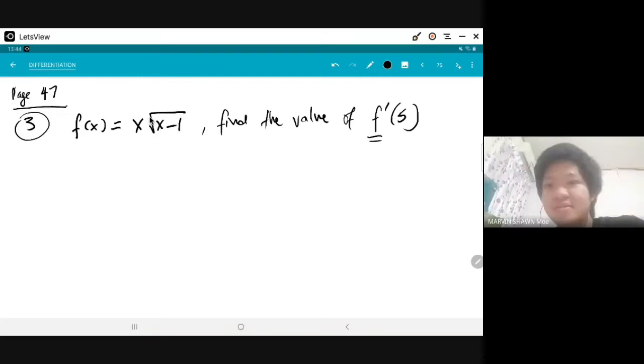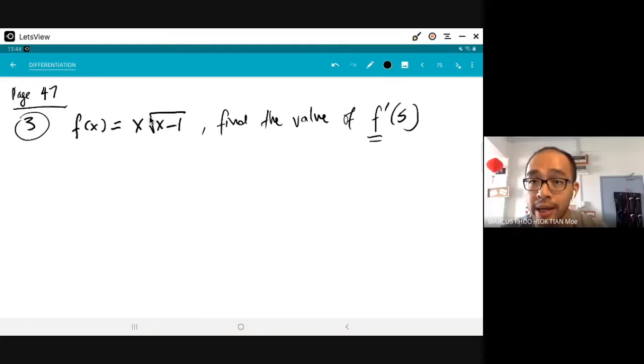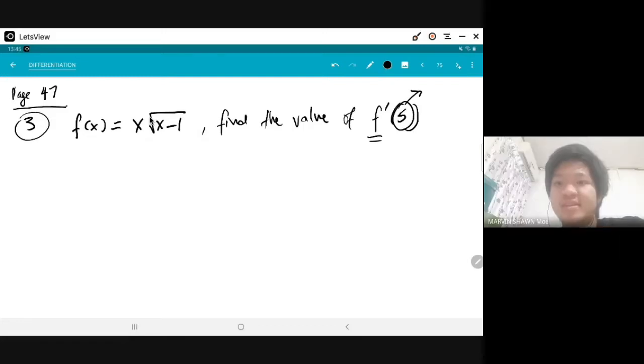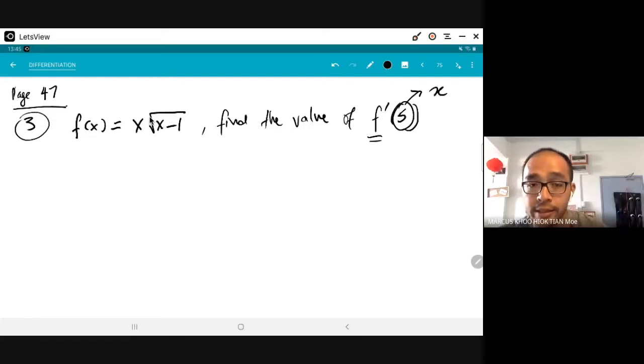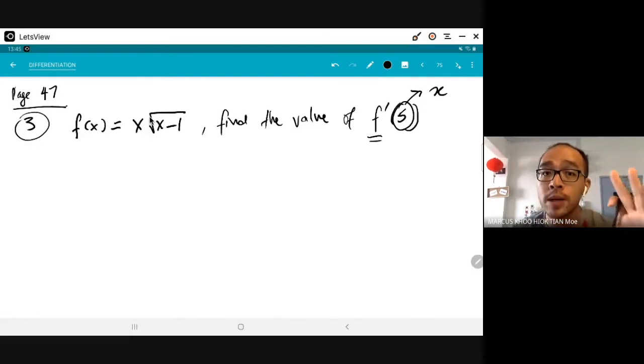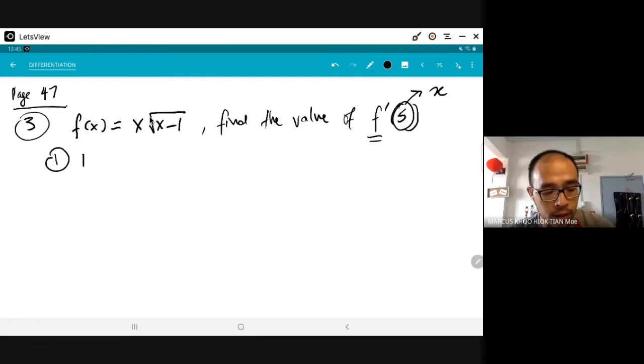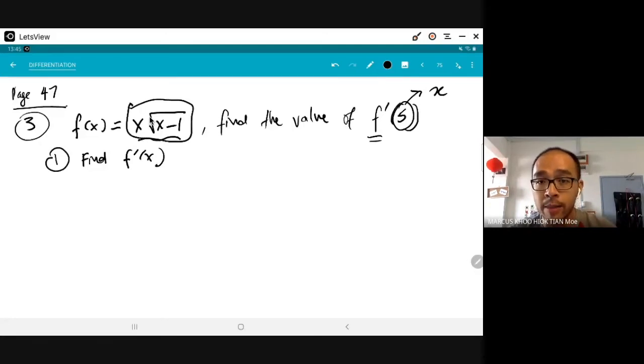dy dx, okay, it's basically dy dx. And this 5 is the value of x. So it is the same question, soalannya sama, cuma diubah dalam bentuk yang berlainan. You still have to, step number 1, find the f prime x. Kamu differentiate dulu ini, tapi ini adalah long differentiation, so ini adalah product.